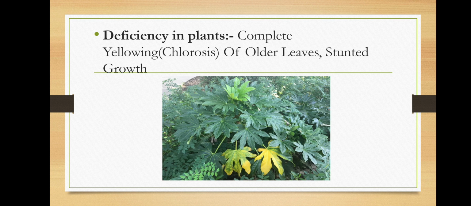Okay. Deficiency in plants: how to identify nitrogen deficiency? Complete yellowing of older leaves. Older leaves will be completely yellow. Complete yellowing of older leaves is a main deficiency symptom of nitrogen. Also stunted growth. Its role is vegetative growth, so if it is not there in sufficient amount, then the growth is stunted. That is a main deficiency symptom of nitrogen.